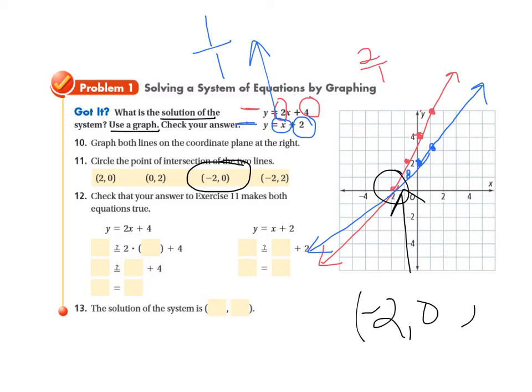Now I'm going to check to see if my answer is correct. I'm going to plug in 0 for y and -2 for x. When I simplify that, I get 0 equals 0. 0 does equal 0, so that solution works on that equation. Now I'm going to plug in 0 for y, -2 for x, and I get 0 equals 0 over here, so it satisfies that equation too. So my solution is -2, 0.